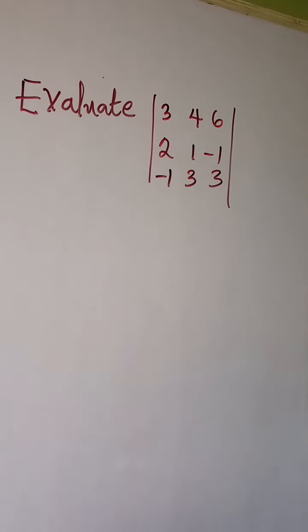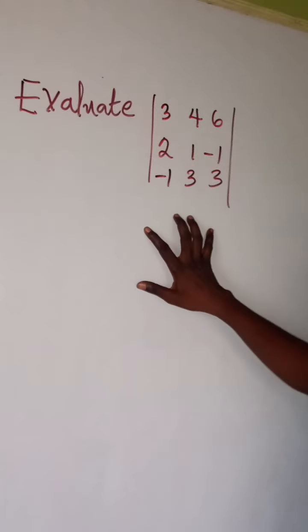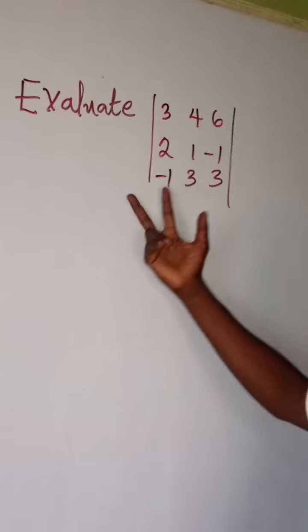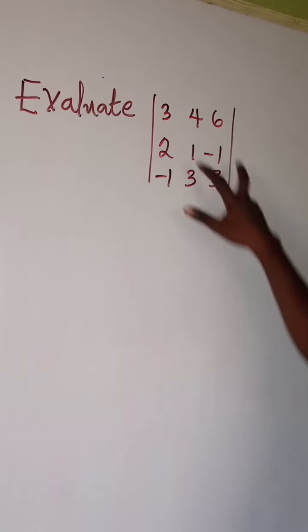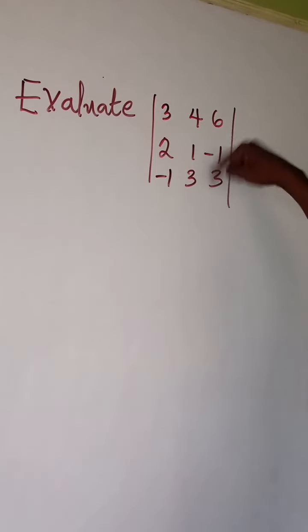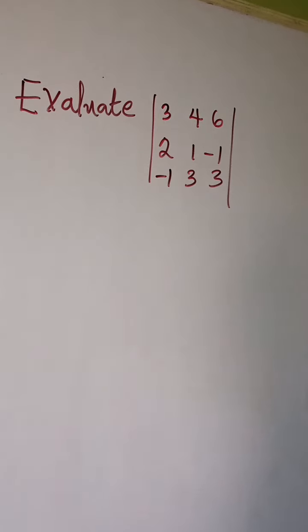Now let's look at this question. We are asked to evaluate this. Now this is a question on determinants because they have parallel lines or vertical lines. And this is a typical 3 by 3 matrix. They have 3 columns and 3 rows. So it's a 3 by 3 matrix.